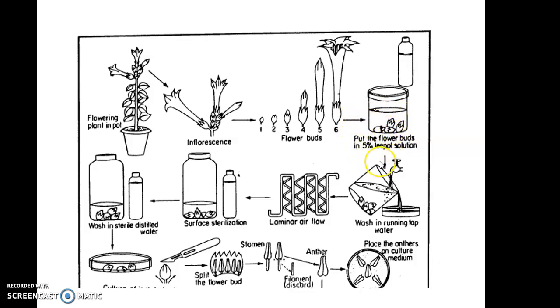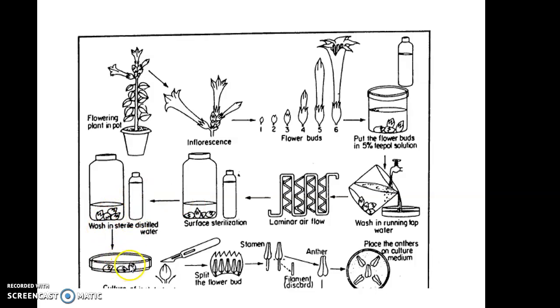Then decant that teepol and wash the unopened flower buds with running tap water. Then transfer the flower buds inside the laminar airflow. Again use them for surface sterilization, for example with HgCl2. Give this HgCl2 treatment for 3 minutes. Then after the HgCl2 treatment, give 3 washes of double distilled water.